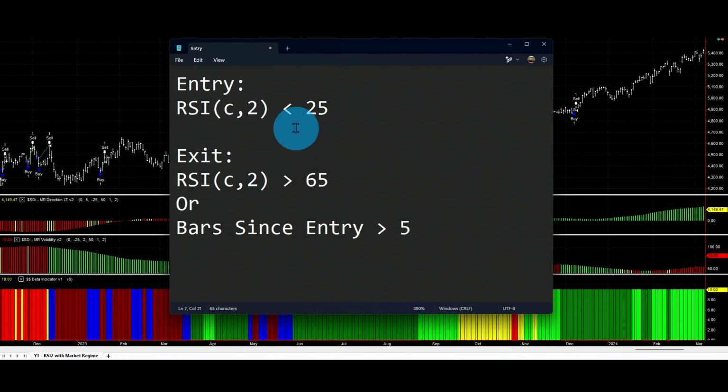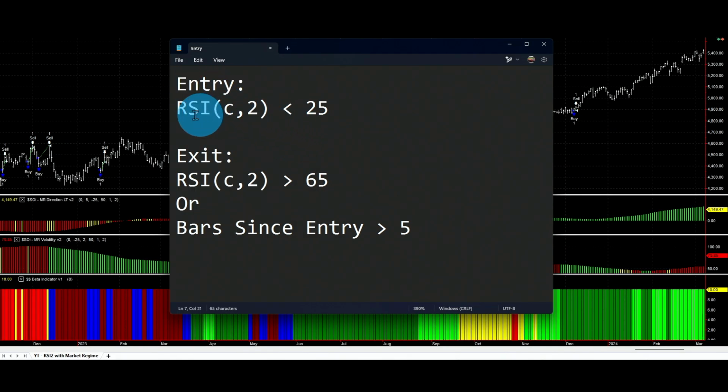Now, to prove the importance of market regimes and the edge that you can gain over other traders by implementing this methodology, we will test it with a strategy. I will be using the classic RSI strategy. Now, I did a full video on this strategy recently, and the link will be in the description. The strategy is extremely simple.